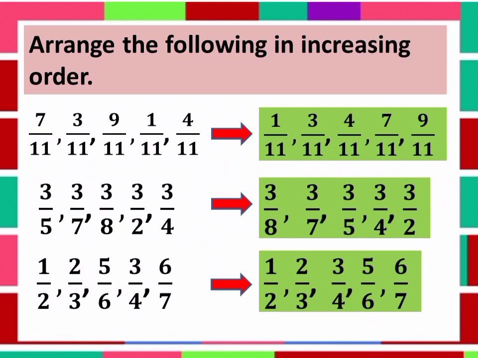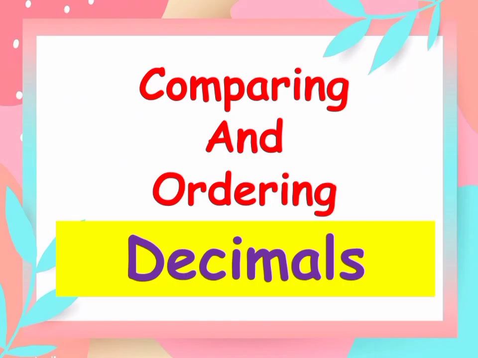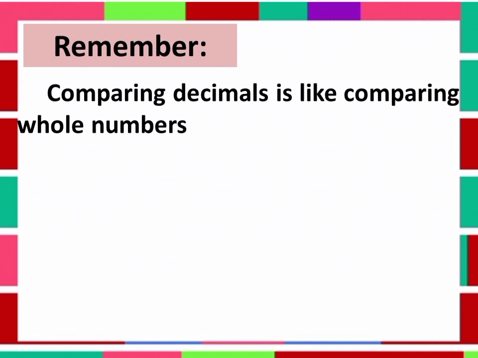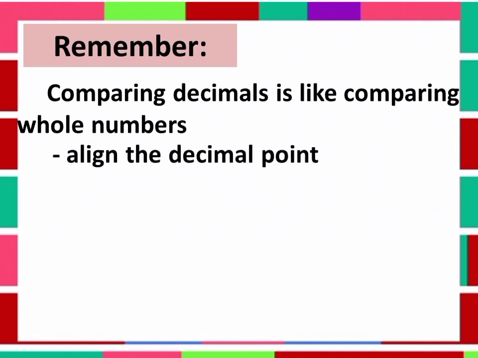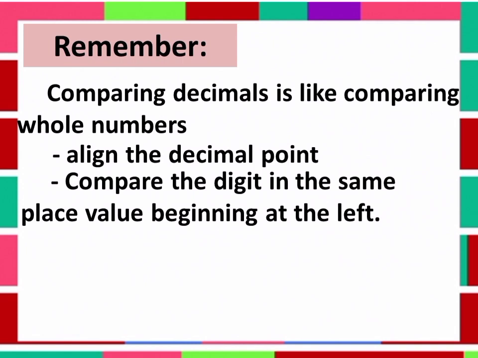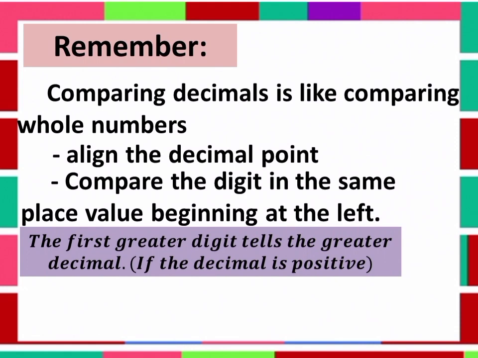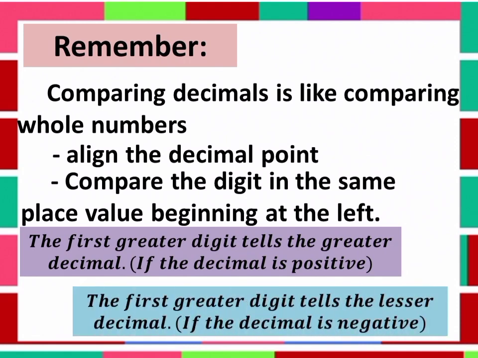Okay? So, next. How about if we are going to compare decimals? So, ito na. Comparing decimals is like comparing whole numbers. Align the decimal point, compare the digit in the same place value beginning at the left. Okay? So, the first greater digit tells the greater decimal if the decimal is positive. And the first greater digit tells the lesser decimal if the decimal is negative. So, pakitandaan. So, kapag positive yung decimal number natin, dun lang tayo magbabase ng kapag mas mataas siya, edi siyang yung greater, ganun lang yon.